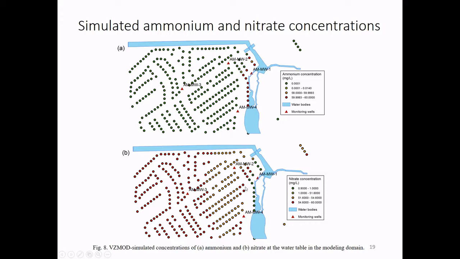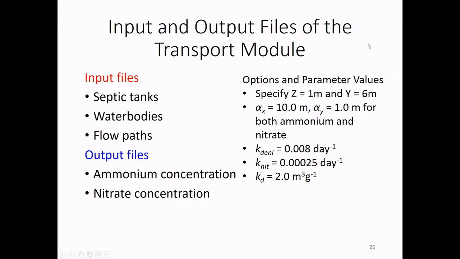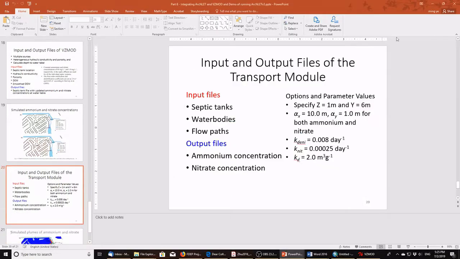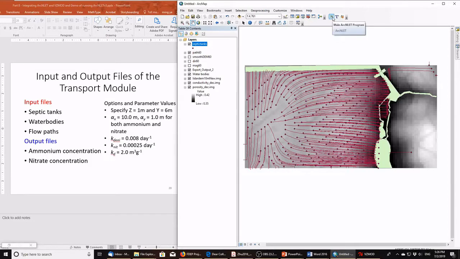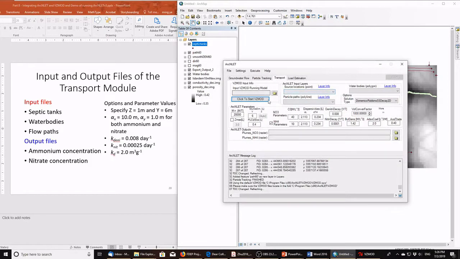This is for nitrate. Nitrate concentration is high near inland, but it's low along the water table. So this is what we do after VZMOD. And then you start running your transport. Here we're done with this, and now we're going to run ammonium and nitrate transport in groundwater, right?